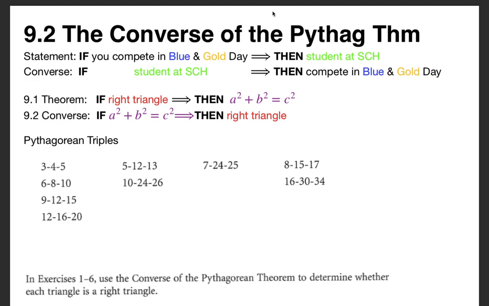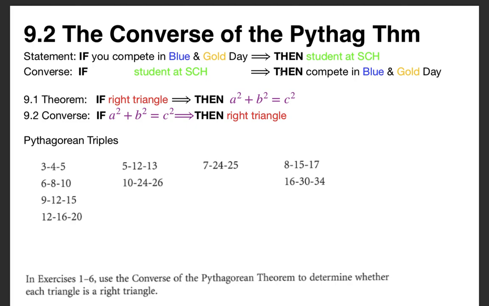So there are plenty of people at SCH who are not necessarily going to be competing in Blue and Gold Day. The converse of this statement is we take the green part and move it over here. You take this first part, the if, and make it the then part. So you switch them. The converse of that statement would be: if you are a student at SCH, then you compete in Blue and Gold Day. And that's actually not true. There's plenty of people who compete in Blue and Blue Day, or don't compete at all for whatever reason, and they're counterexamples to show that this converse is actually not always true.